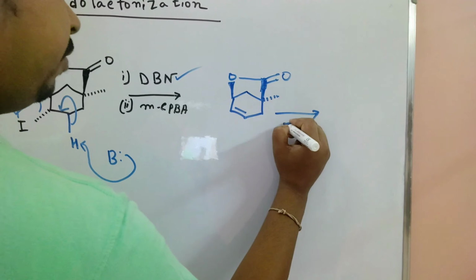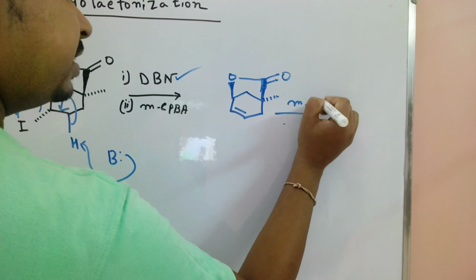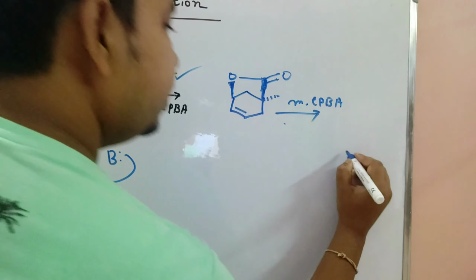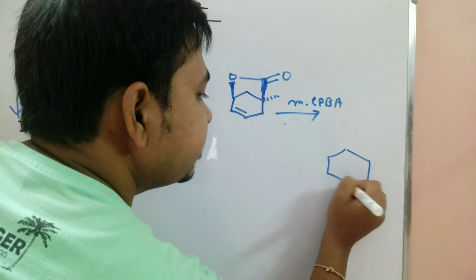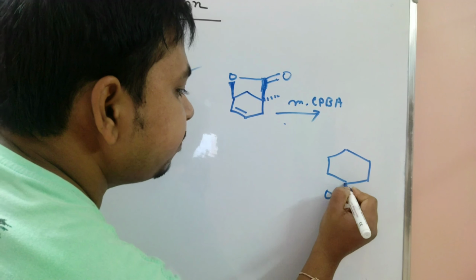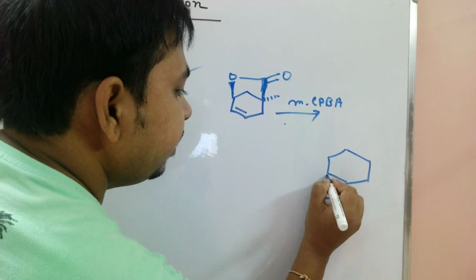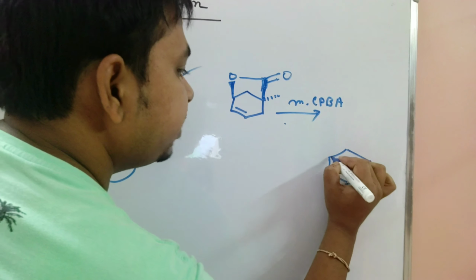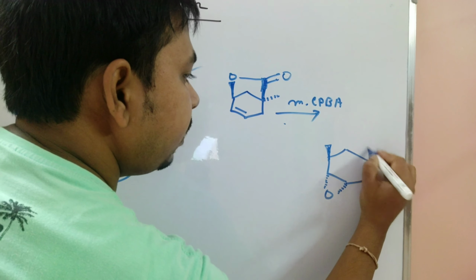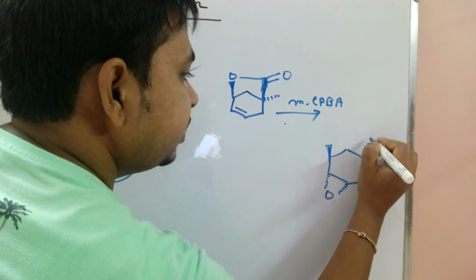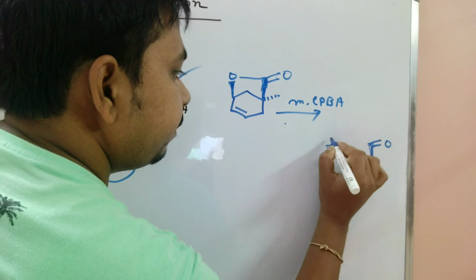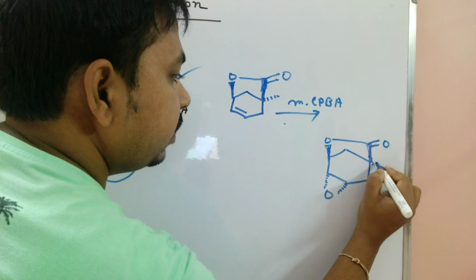And second step, when we use MCPBA reagent, the very interesting case here, the epoxide is formed. MCPBA is an epoxide formation reagent. So in the presence of MCPBA, O and the down bond, this one is our main product with stereo. Our next problem is very important.